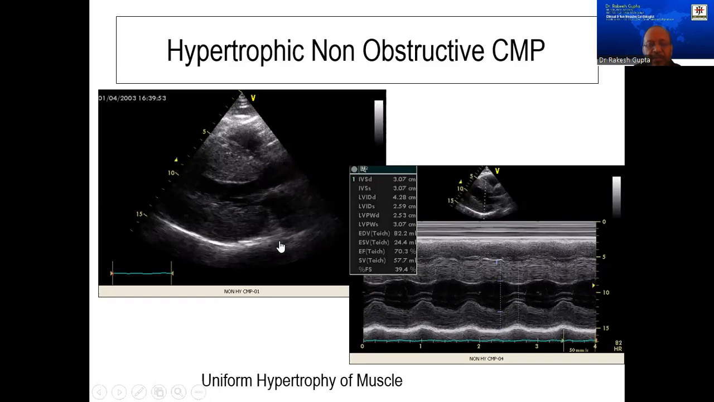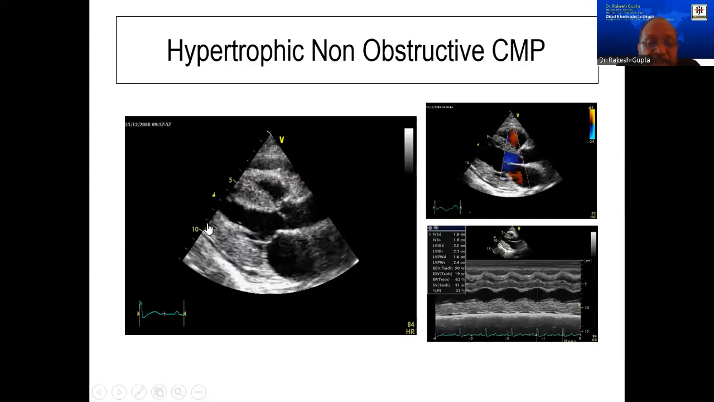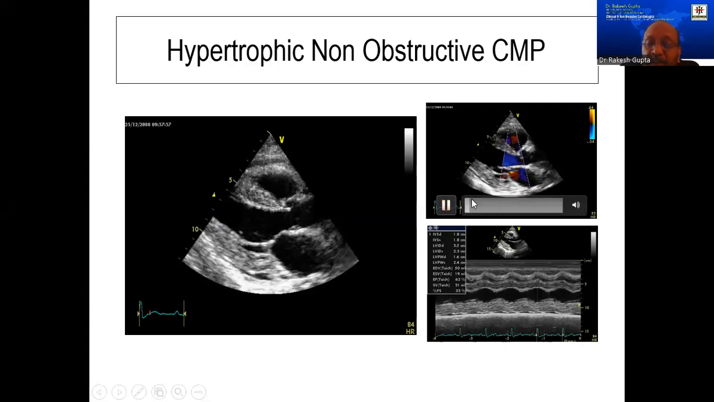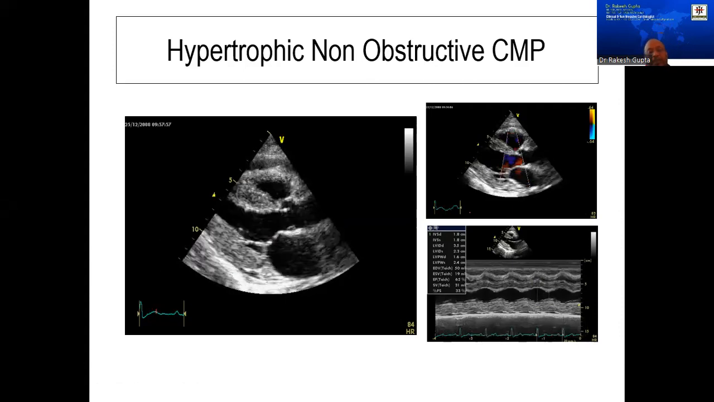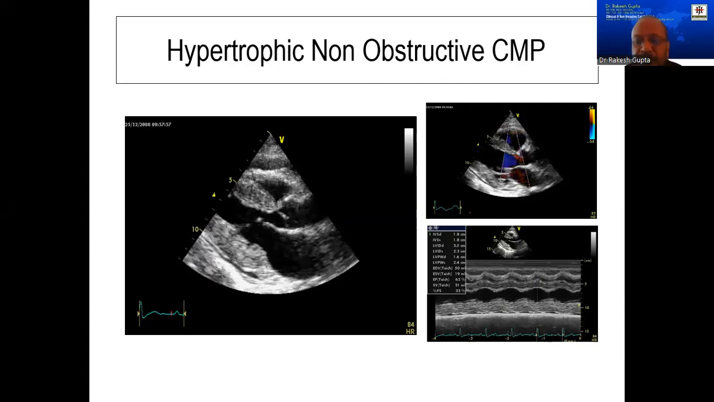Look at this picture very carefully. This picture has a septum as well as a posterior wall which is uniformly thickened. Look at this septum over here, it is 3.07 and the posterior wall is, no, not 4.28, 3.07 centimeters again. So it is a uniform hypertrophic left ventricle. There is no septal to posterior wall hypertrophy ratio of 1.5:1. When you look at this kind of picture, where we see absolutely normal flow across the mitral valve as well as the aortic valve with uniform hypertrophy, what features come to your mind? I'll say at this point, a number of features come to my mind.